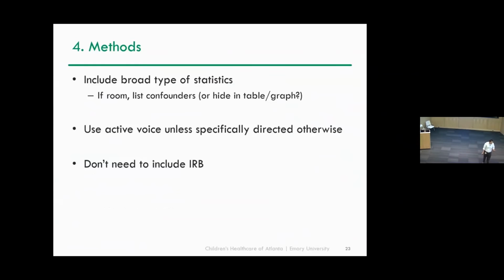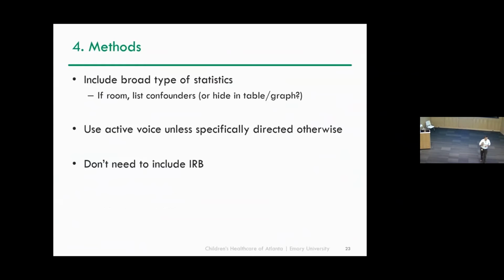Include broad type of statistics. If you list confounders, and I have a note in here, I'm going to show you in a little bit, you could potentially hide some stuff in tables or figures. So we're going to talk about that a little bit because you are limited in your text and what you can actually write there. But sometimes in your tables and figures, you are not.